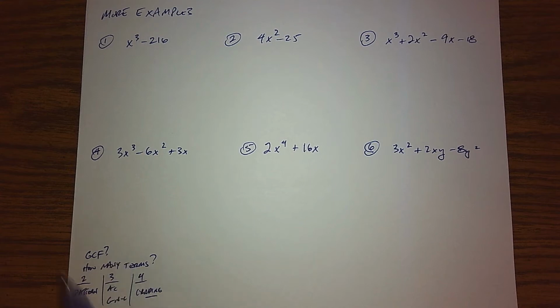So again, we first ask ourselves, is there a GCF? Then we ask ourselves, how many terms? 2, we use a pattern. 3, we're using AC or GNC. And 4, we're using grouping. All right, and so there's basically our flow chart. We keep cycling through it, and so let's put it to work.